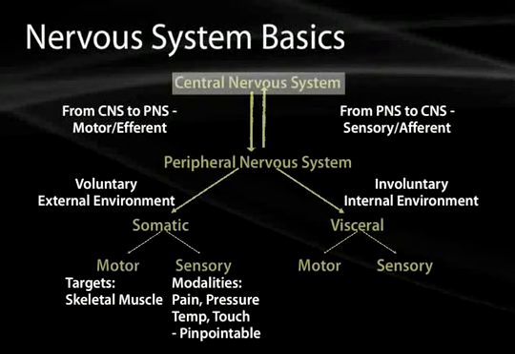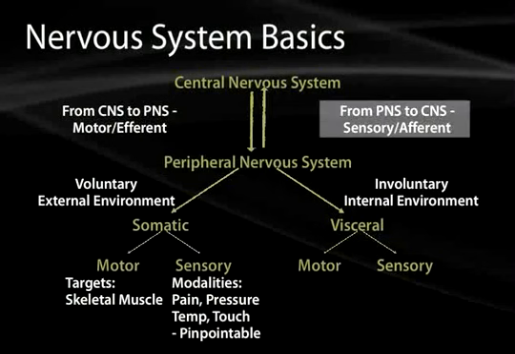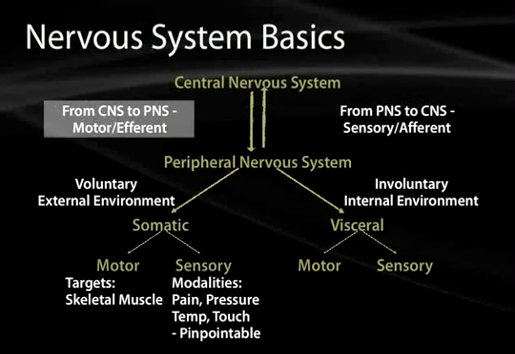Let's all remind ourselves of the organization of the nervous system in general so that we can carry this idea forward and make sure everybody's on the same page. If you already have a solid understanding of this, move quickly through it. There's the central nervous system and the peripheral nervous system. They have a bidirectional communication going on between them. If it's going from the PNS to the CNS, it's called sensory or afferent, and if it's going the other way, it's called motor or efferent.